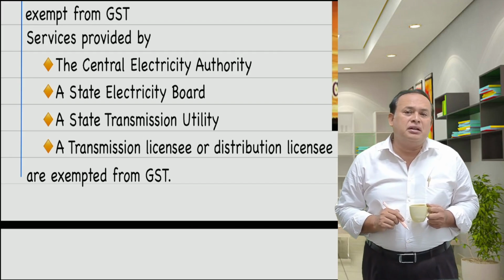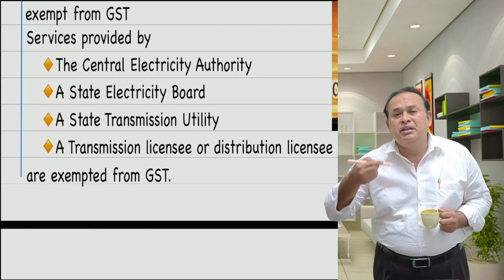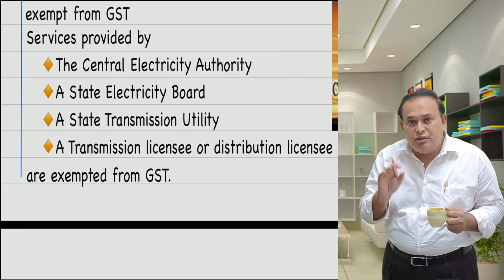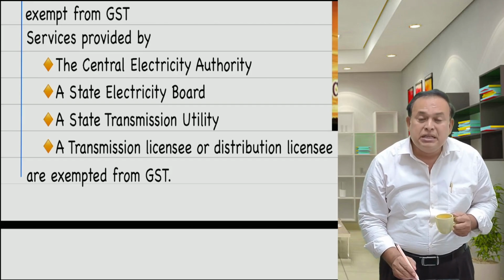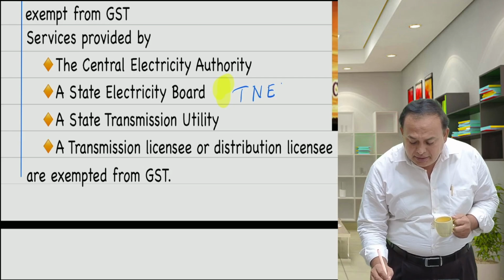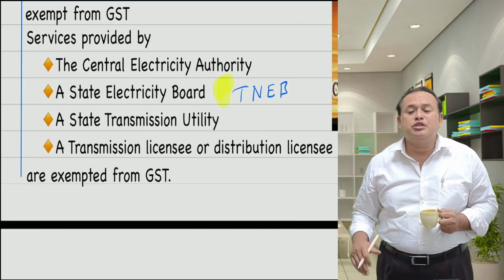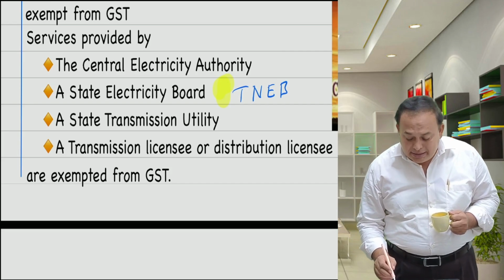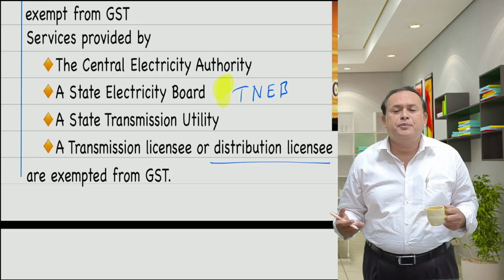If Reliance Power supplies distribution of electricity and is not under any of these categories, then it is not exempted. The gist: distribution of power is exempted only in the hands of the Central Electricity Authority or a State Electricity Board, let us say Tamil Nadu Electricity Board, TNEB, a State Transmission Utility, a Transmission Licensee or a Distribution Licensee. If Reliance Power obtains the license as a Distribution Licensee, then distribution of electricity is absolutely free from GST.